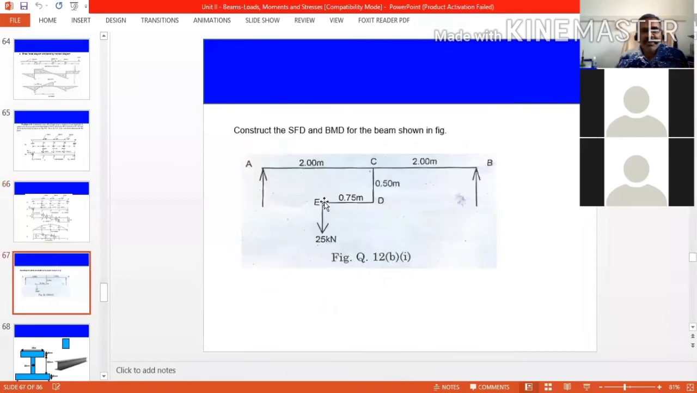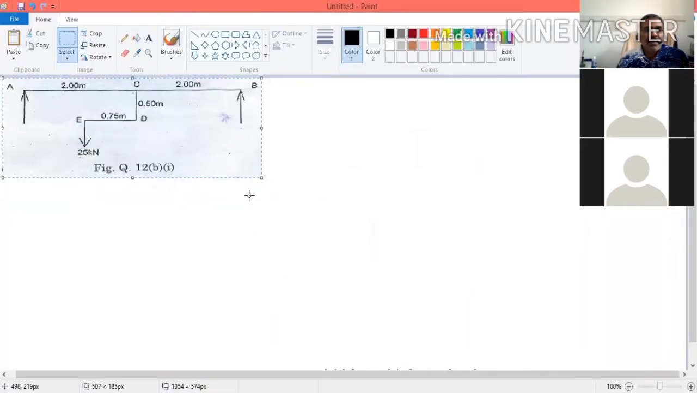Now let us discuss one more problem. This is also something different. So how to solve this problem? It is a different problem, but it's easy to solve. This is also a simply supported beam, but the load is acting on a lever. An L-shaped lever is there, and the load is acting on the lever.